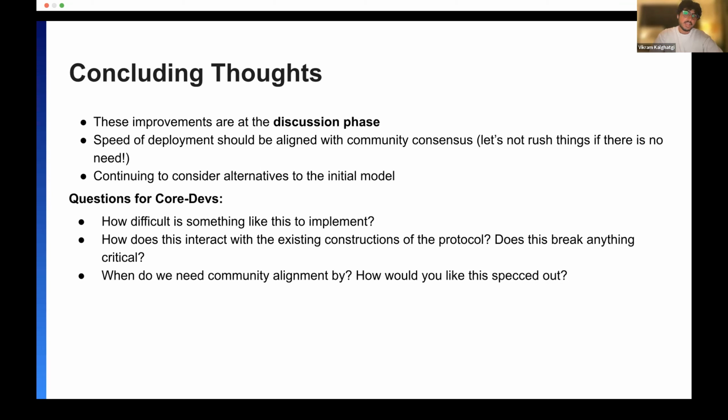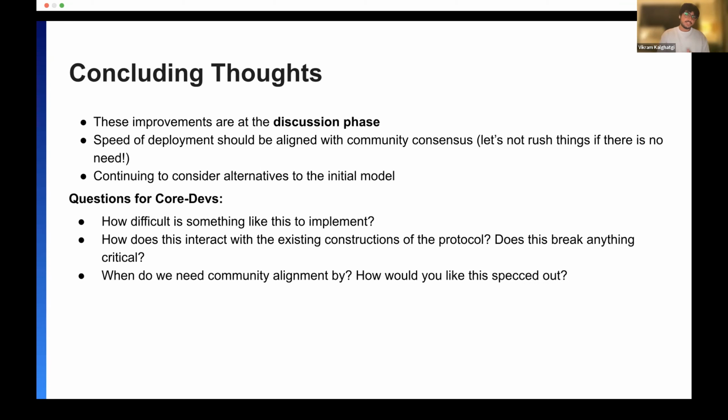But remember, we want to make solutions that have the smallest change surface possible with maximum impact. So that's a constraint that we want to keep in mind. There are certainly very complicated manners of achieving something, but if it only has an incremental improvement with a huge added complexity, we prefer to go with something slightly easier to implement. So with that in mind, here are some questions we have for the core devs.